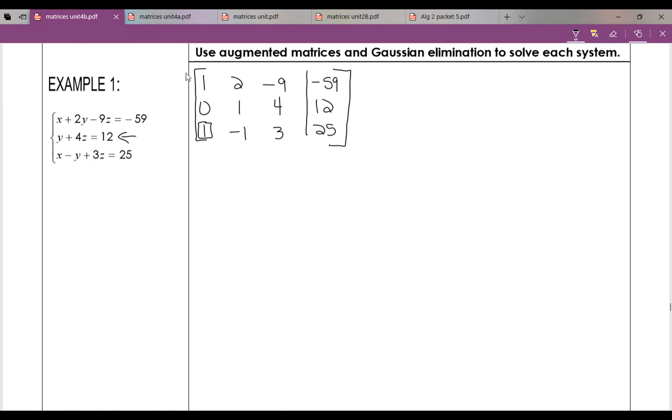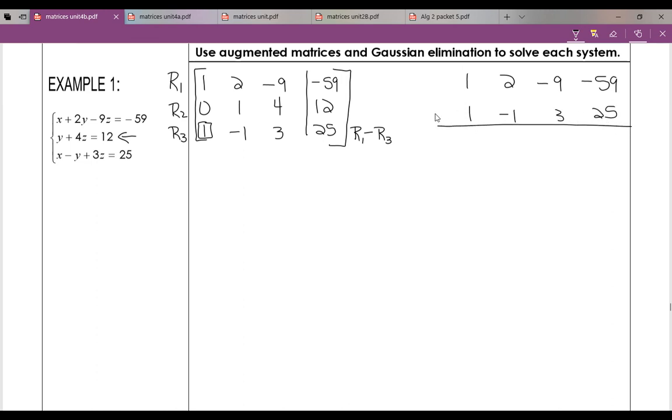So when we do row operations, you have row 1, row 2, row 3. So what I'm going to do is I am going to take row 1 and subtract row 3 from it. I can add 2 rows together. I can subtract them. I can multiply them by whatever I want. Okay, so over here in my workspace, I'm going to take 1, 2, -9, -59, 1, -1, 3, and 25.